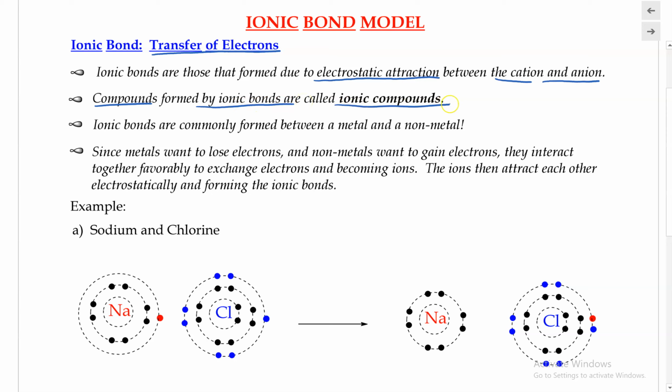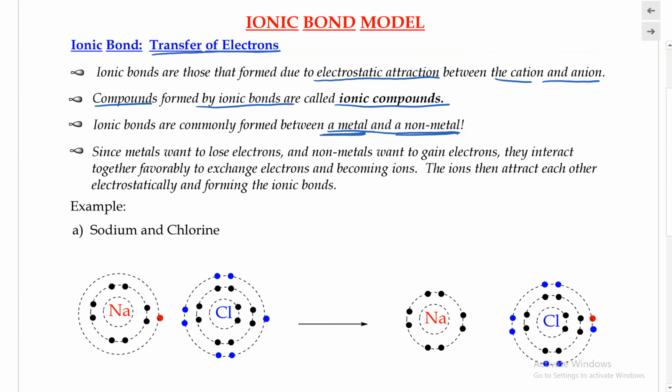And substances or compounds that are formed by the ionic bonds among the ions are then called the ionic compound. And ionic compounds are normally formed between metal and non-metal, but this is not always the case because we can also have ionic bonds that involve non-metals as well. And that is what we see in polyatomic ionic compounds that we'll discuss later. But for now, let us stick to ionic bonds as the bond that exists between metal and non-metal.